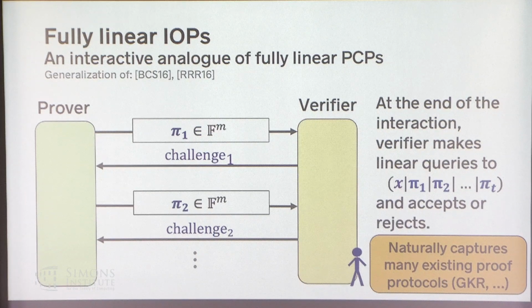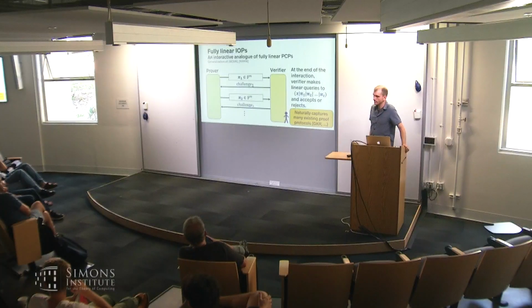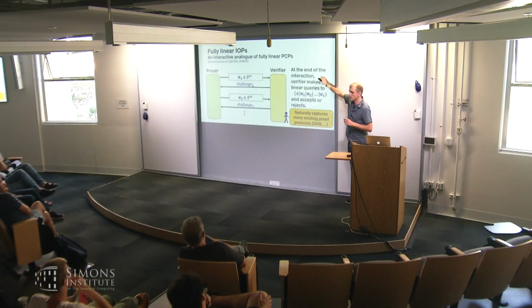Sorry, can I ask you a question? So in the beginning, you can send a linear query to x and pi 1. Then can you ask a linear query to x, pi 1 and pi 2? You can assume all this generality, kind of? So I'm going to say this is a public coin protocol, and I'm going to defer all the queries to the very end. Yeah.